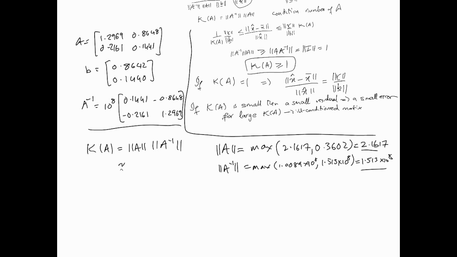So when we multiply them, this is approximately 3.27 times 10 to the power 8. So now you can see that's a very large condition number. So the matrix A is ill-conditioned. So we say A is ill-conditioned.